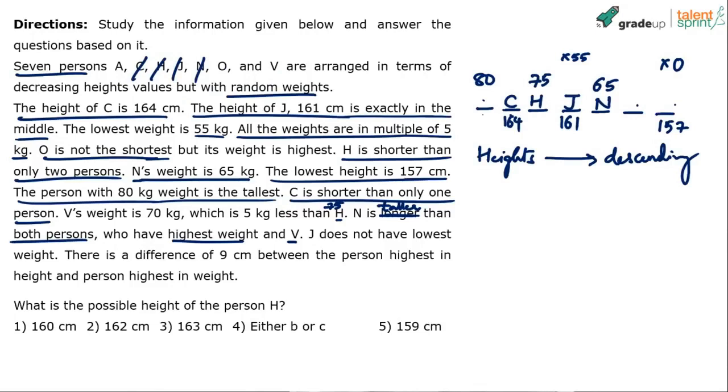Lowest weight is 55 kg. Where will the lowest weight come? Now clearly the lowest weight can come here, or here, or here. There are three possibilities, so we'll see what can be done. All the weights are in multiples of 5, which is fine. O is not the shortest, but its weight is highest.